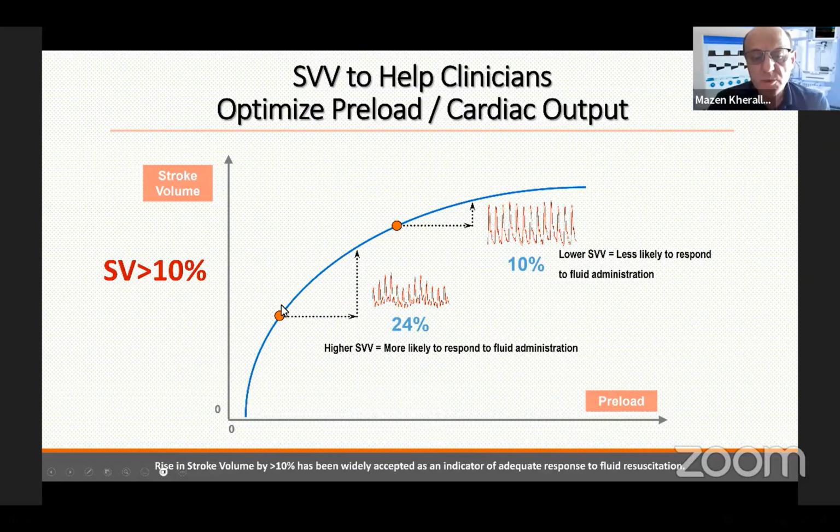We need to make sure that when we give fluid, and by giving fluid we're increasing the preload for the patient, there is an increase in the cardiac output or stroke volume, whatever method you have to assess the stroke volume. If somebody is residing on the flatter part of the curve, the change in the stroke volume would not be that significant. We would say the patient is not fluid responsive if the stroke volume variation is 10% or less; you can see the number is around 12%, 10%. But if it is higher than this, that means the patient is residing on the steeper part of the Frank-Starling curve, and any increase in the preload is going to be associated with a remarkable increase in the stroke volume.